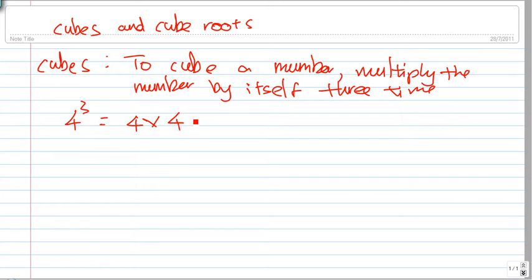So for example, if you want to cube 4, you write it as 4 cubed. 4 multiplied by 4 multiplied by 4. 4 multiplied by 4 is 16. 16 multiplied by 4 is 64. So to cube a number means to multiply that number by itself 3 times. Alright, so now we're talking about cube roots.